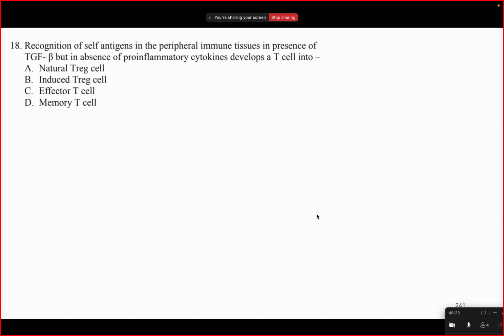Recognition of self-antigen in the peripheral immune tissue in the presence of TGF-beta, but in the absence of pro-inflammatory cytokines, develops a T cell into natural Treg cells, induced Treg cells, effector T cells, or memory T cells. The answer is induced Treg cells.